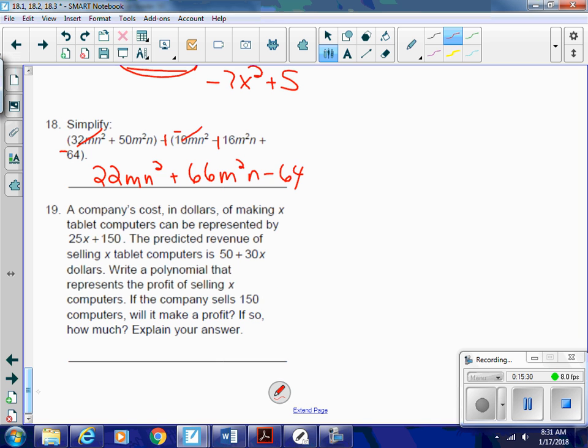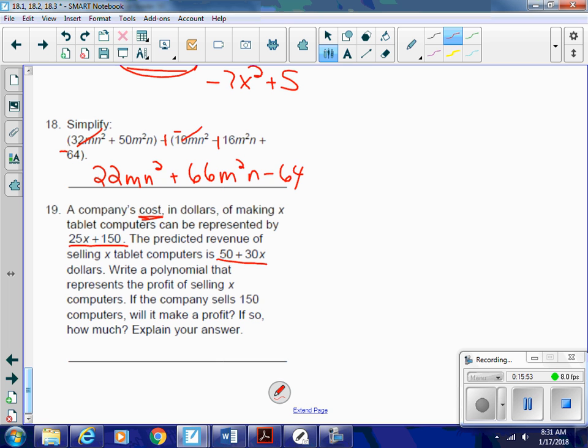Number 19, the last one, a company's cost in dollars in making x tablet computers can be represented by this. And those are the, what do we say, costs? Yep. And the revenue from selling the tablets is this. And they want us to write an expression to find the profit. Well, profit takes your revenue and subtracts out your costs.